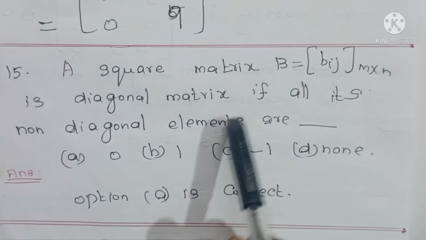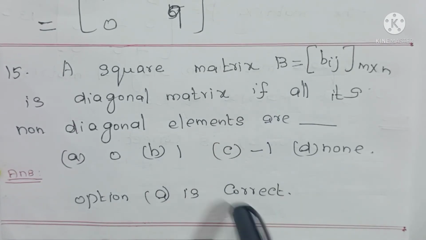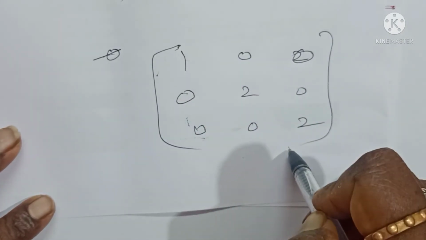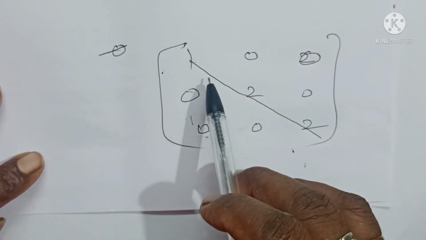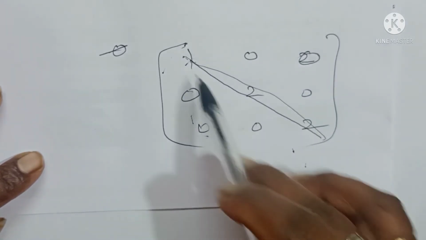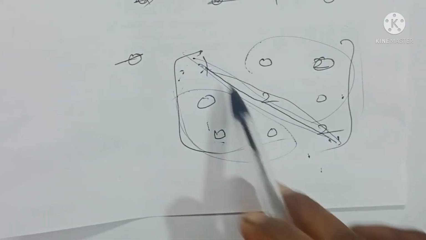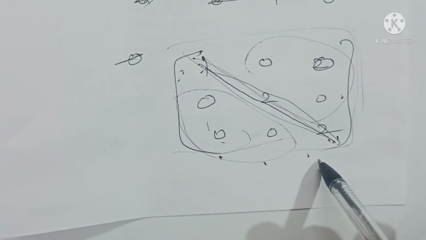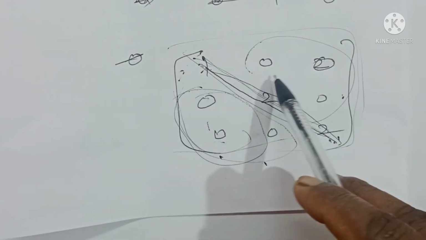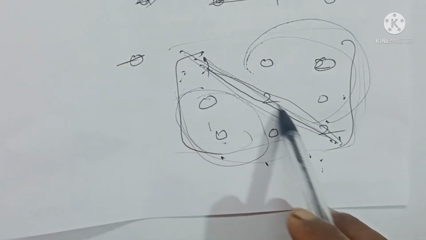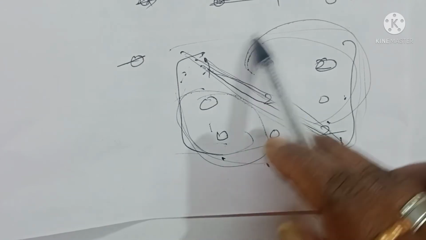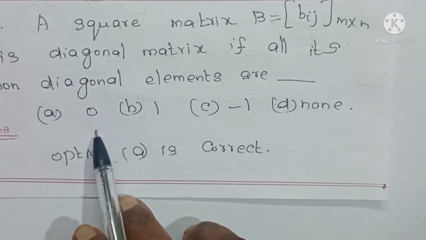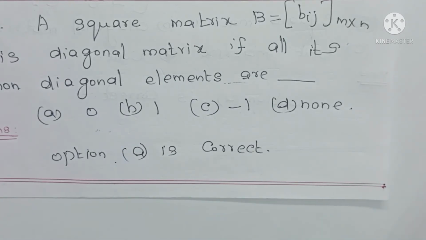A square matrix is a diagonal matrix means the non-diagonal elements are zero. This is a square matrix, correct? If this square matrix is diagonal, these are the diagonal elements, correct? So in a diagonal matrix, only the diagonal elements can be non-zero, and the others are 0 only. So what is the answer? Option A, the non-diagonal elements are 0.